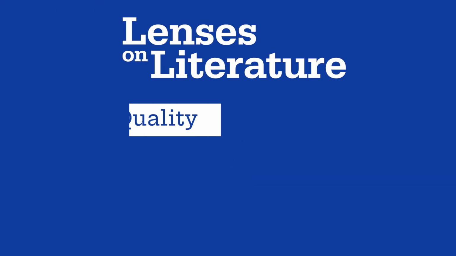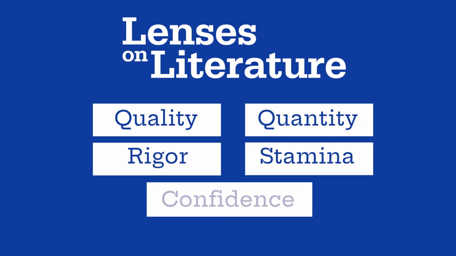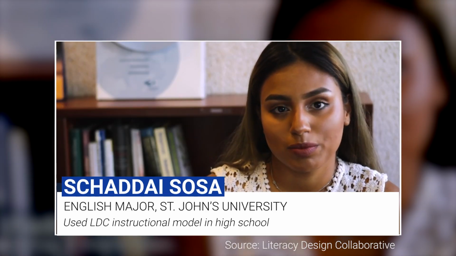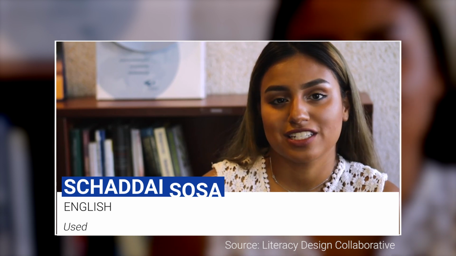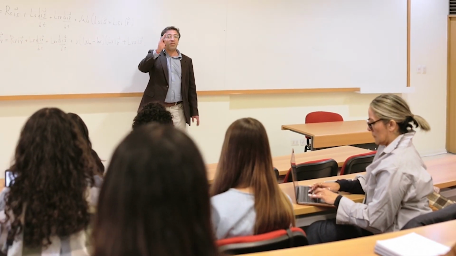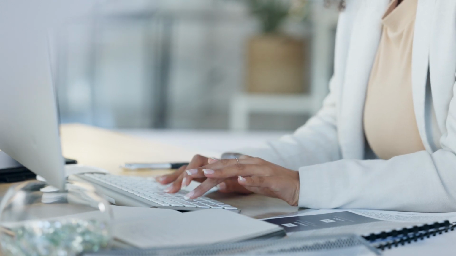Students who experience the Lenses on Literature model demonstrate improved writing quality, quantity, rigor, and stamina, and growing confidence in their own abilities. When I was in middle school and I would have a paper that's due, I would usually procrastinate on it a lot just because I didn't know where to start. My second semester, I took an English class that was very, very difficult. I wanted to drop it at some point, but then I stayed because I realized that I could understand the reading if I just took the time to break it down, because I had forgotten, hey, I know these skills, and these skills are the skills that I learned through LDC.